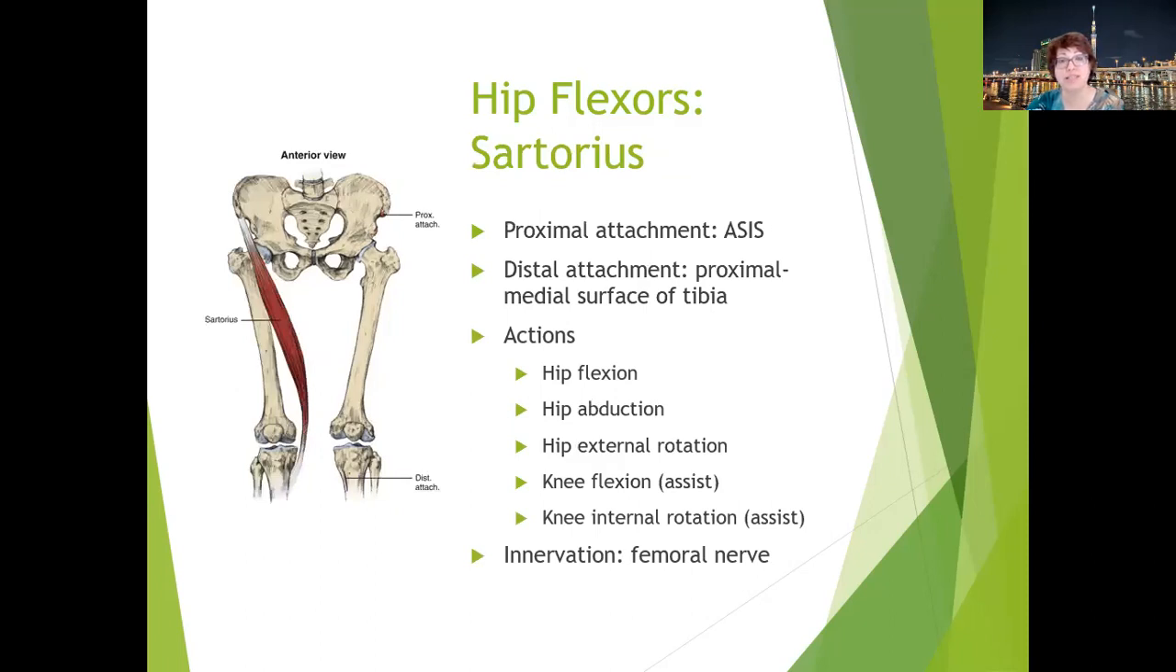The sartorius is an interesting muscle. It's the longest muscle in the body. Its origin, its proximal attachment, is the anterior superior iliac spine, and the distal attachment is on the proximal medial surface of the tibia, the anteromedial surface of the tibia. It shares a common tendon with two other muscles, the gracilis and the semitendinosus. And that common attachment at the anteromedial aspect of the proximal tibia is called the pes anserinus.